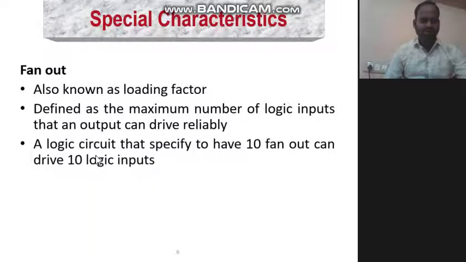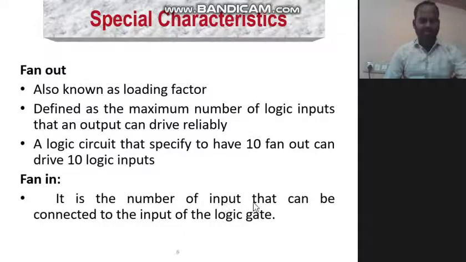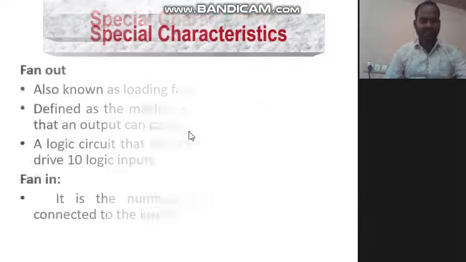A logic circuit that is specified to have a fan out of 10 can drive 10 logic inputs. Next one is fan in. It is the number of inputs that can be connected to the input of the logic gate. The number of inputs connected to the logic gate is called fan in. The number of outputs connected to the logic gate is fan out.